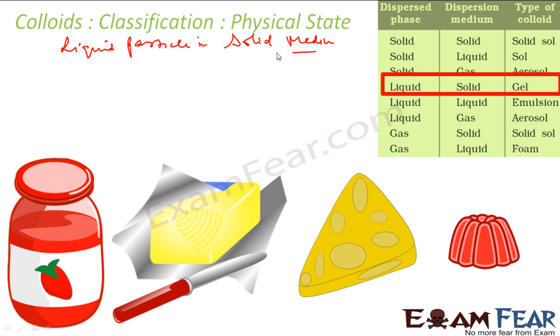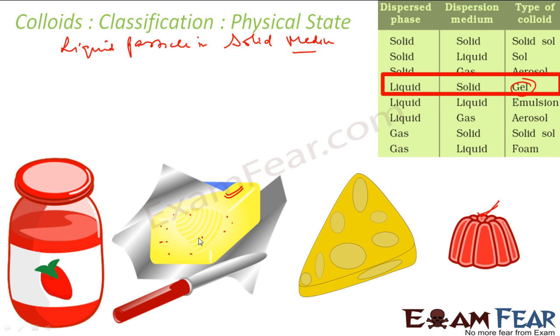They are called gel. So you must have used this jelly bean, right? These chocolates and toffees come in jelly bean. Butter is also a good example. So in butter, if you see, we have liquid particles in the solid medium. The whole medium is solid. If you see, the butter is solid. But if you see the particles in the butter, that is liquid, right?